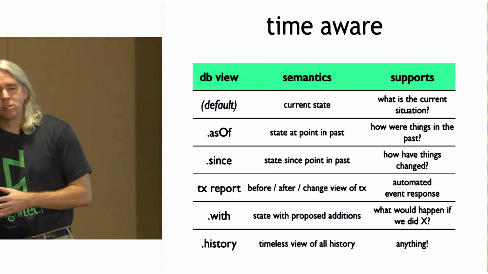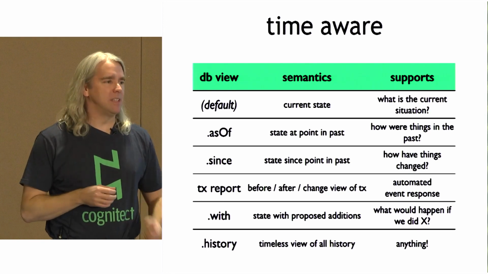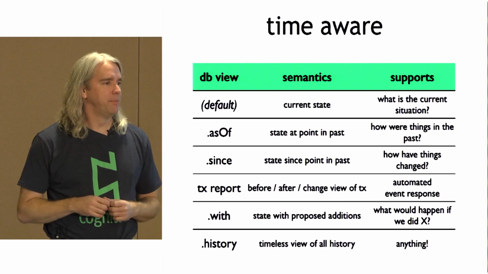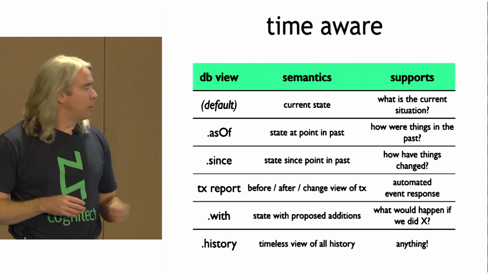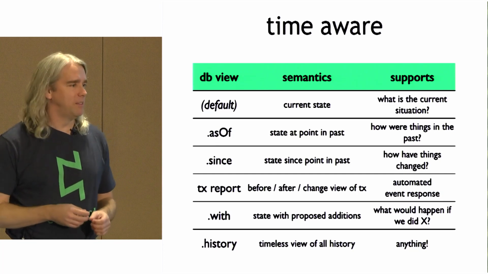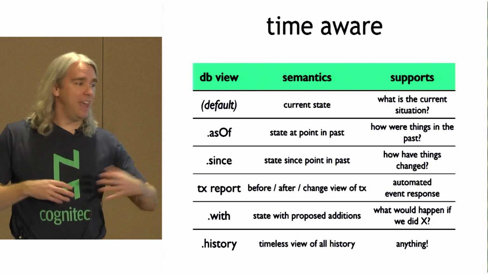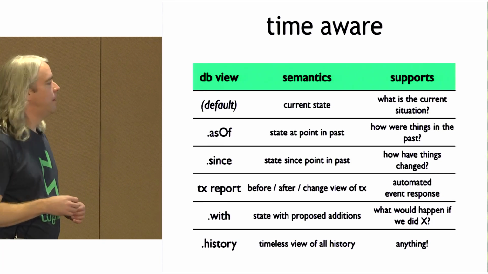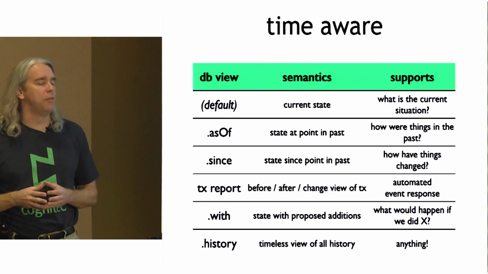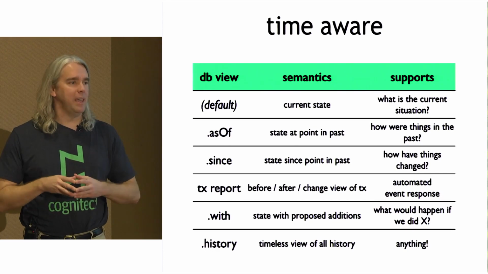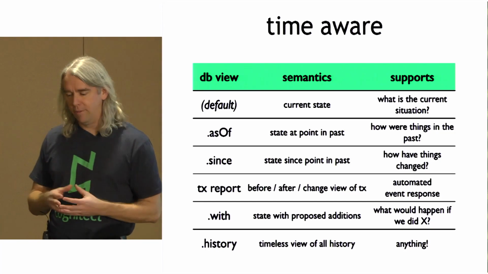The with view of the database is quite interesting. This says, take a database and then speculatively add this data to it, but don't actually transact that data. So actually, when we were creating this feature, I lobbied, and I will continue to lobby by saying it in public like this, I wanted this to be called as-if. What would the database be if this additional information was added? The history view of the database gives you a timeless view of all history. So you can say, tell me everything that happened, things that used to be true, things that are true now, things that were true in the middle, whatever.